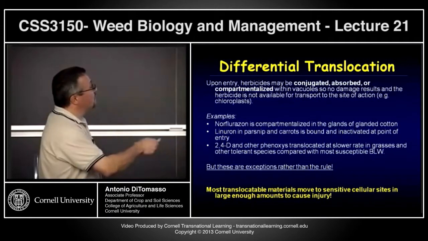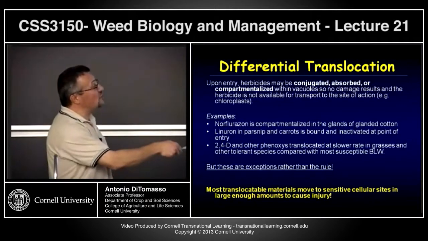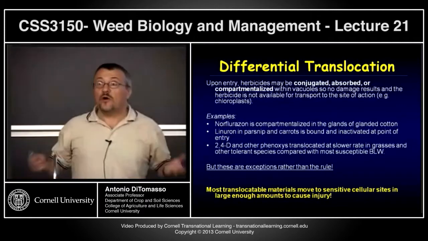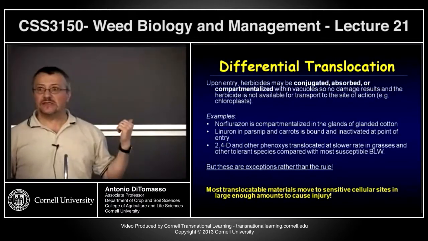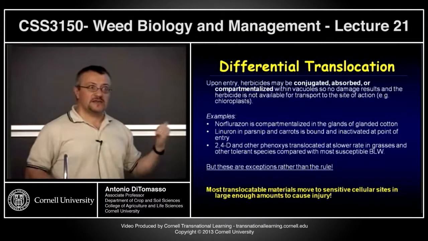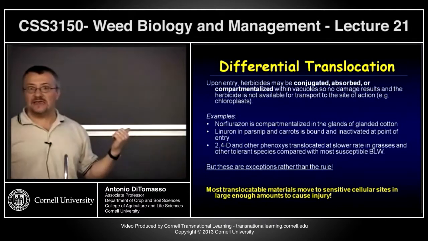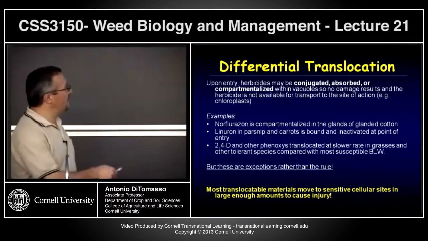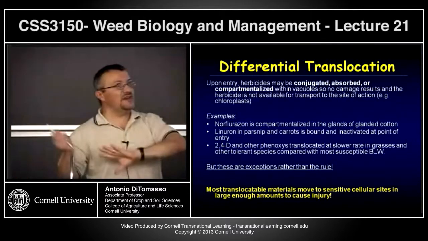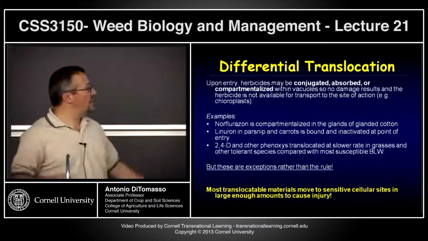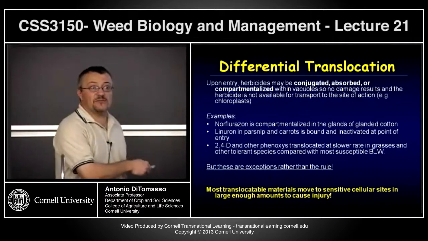So 2,4-D and other phenoxies are translocated at a slower rate in grasses. We don't know why, but they are. And that's why you could do it. That's why ChemLawn can be using these phenoxies to control dandelion and plantains in your turf. Compared to the broadleaf, which just take it in, not a problem. But these are the exceptions rather than rules.